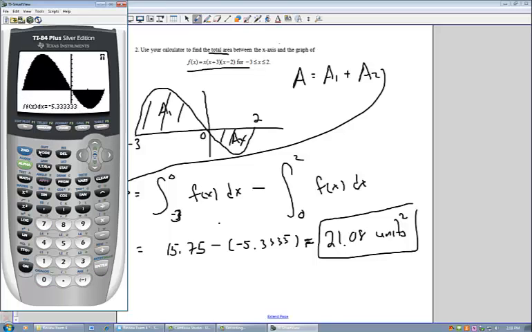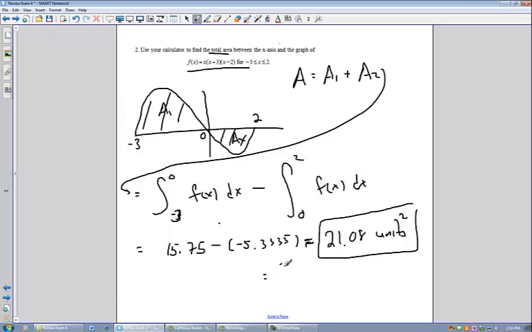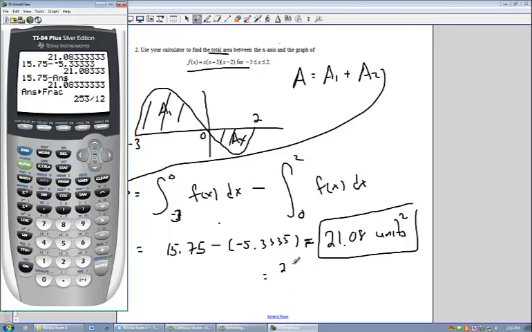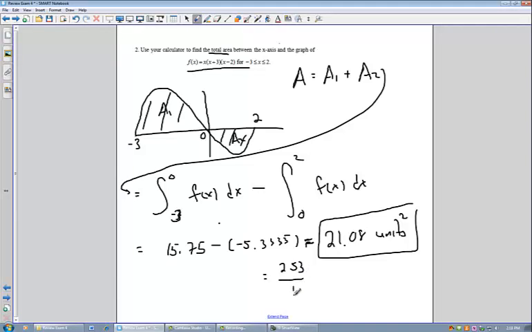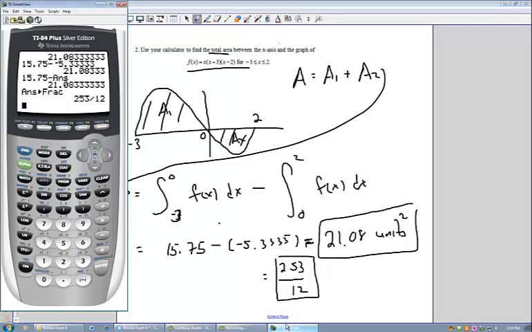So if I quit this mode and I do 15.75 minus my second answer, it's going to give me the exact answer. And I can even use the math button and go to fraction, and then it'll spit out the fraction. So equal to 253 divided by 12. So if I need the exact answer, I know how to manipulate my calculator. I can find it. All right, let's take a look at the next one.